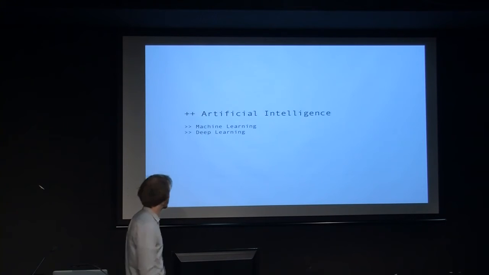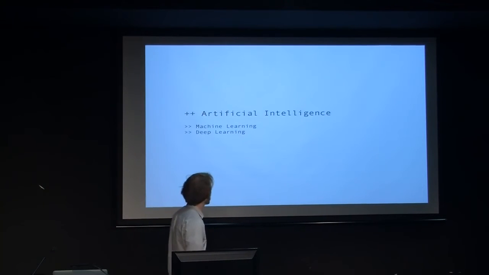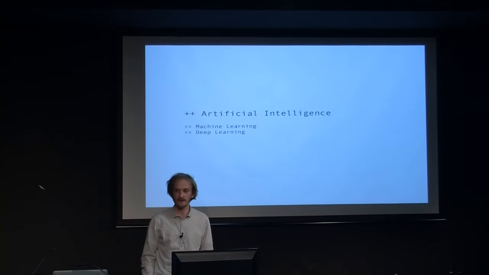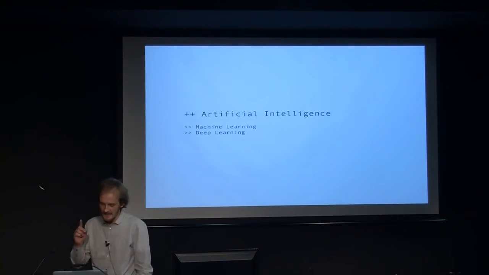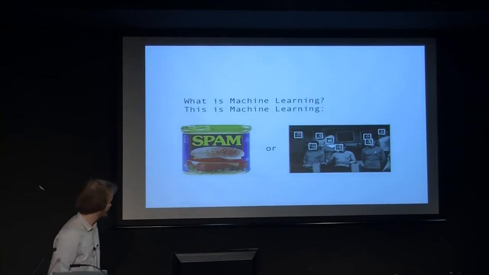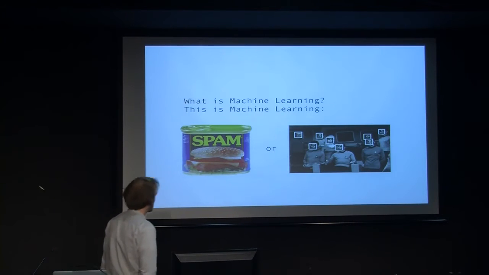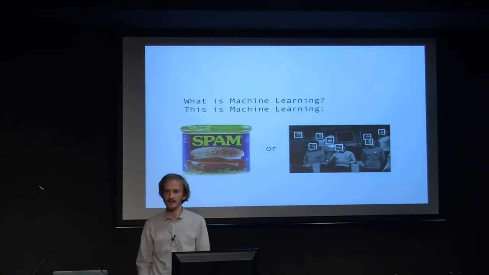You have to know about statistics, but of course not about everything. But what she missed out is the artificial intelligence part, machine learning, or better to say deep learning. Now, what is machine learning? This is machine learning. For example, a spam filter that we are using every day.